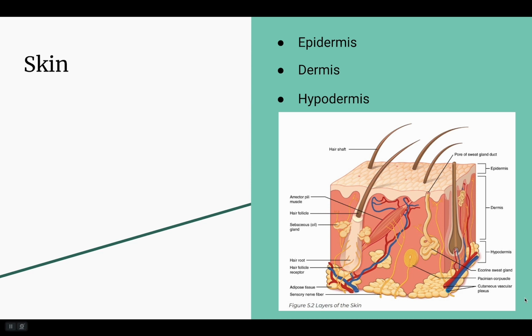It mostly consists of adipose tissue, fat, along with some blood vessels and nerve endings. Beneath the hypodermis layer lie bone, muscle, ligaments, and tendons.